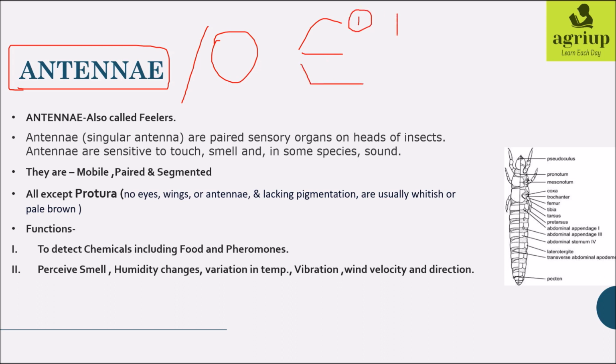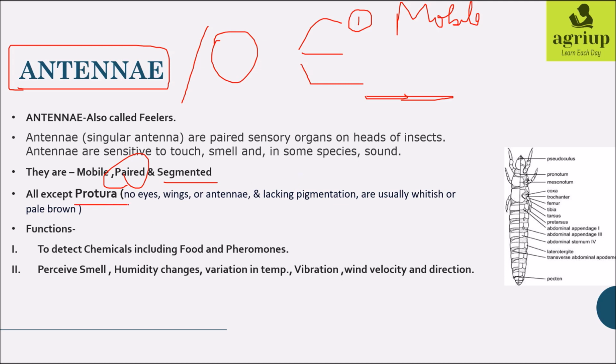First, these antennas are mobile, that is, they are movable. Second, they are paired. They will always be in a count of two in number. Then, segmented. They have small little segments in them. So this is a feature of an antenna.